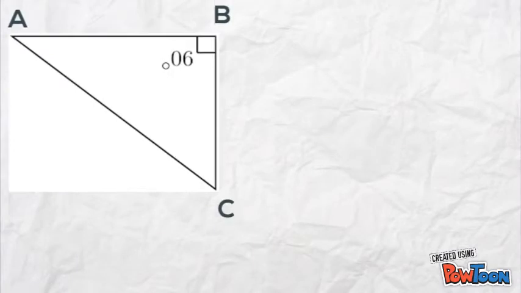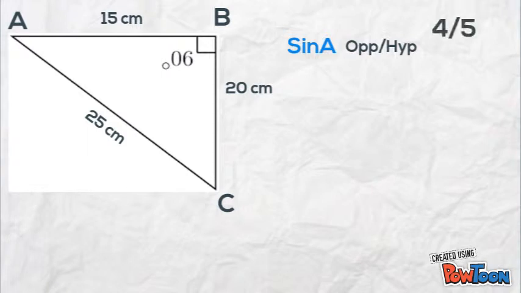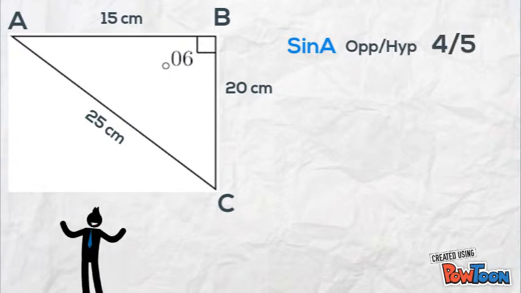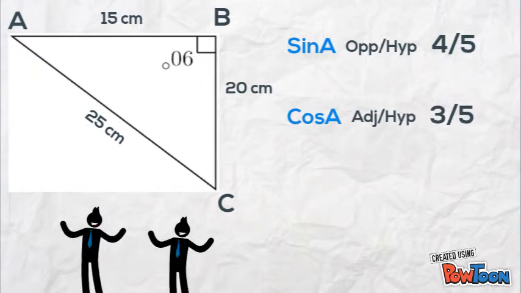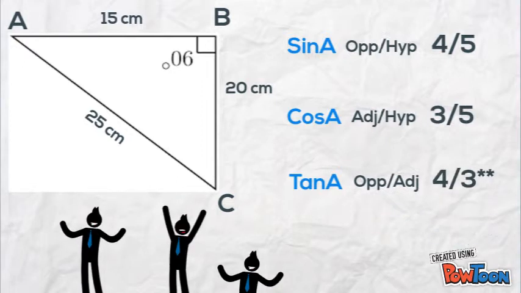In order to get the sine of A, we need the opposite side of the triangle over the hypotenuse, so it's 20 over 25. Then the cosine of A would be the adjacent over the hypotenuse, 15 over 25. Then the tangent would be the opposite over the adjacent, so that would be 20 over 15.